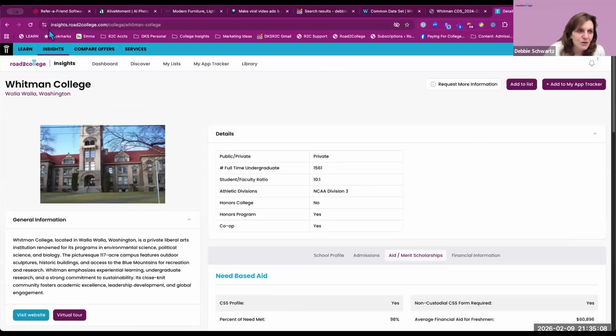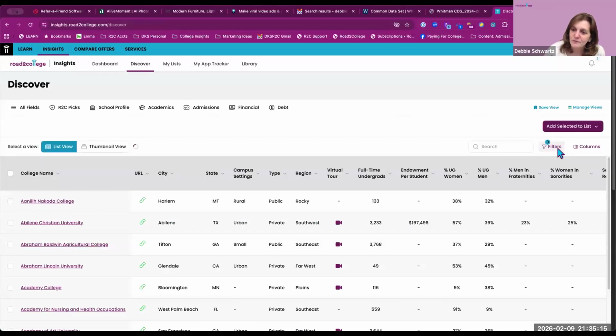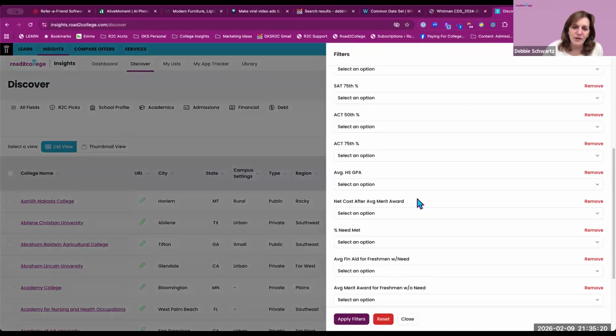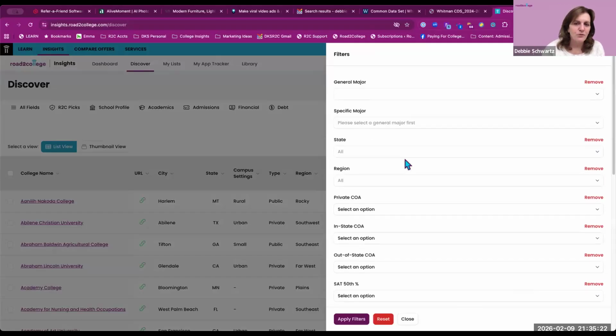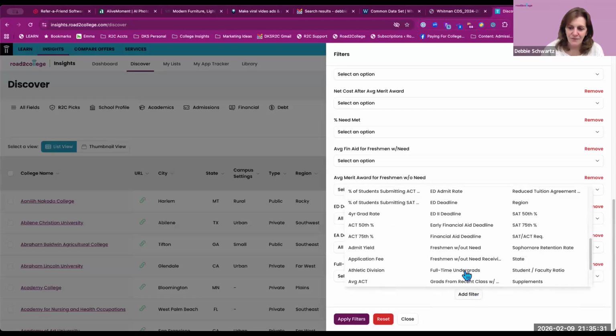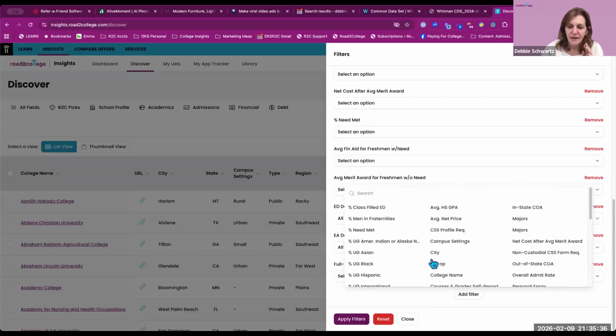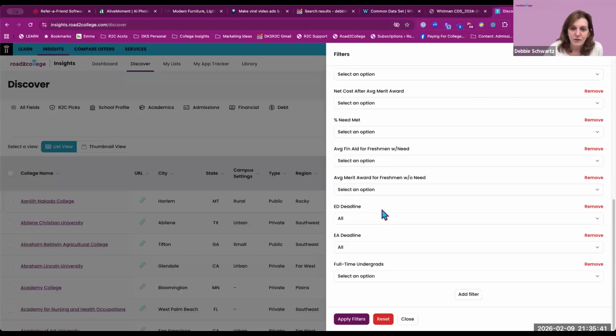Okay, let me go back to the Discover tables and show you how you do the filters. So here is the filter. What you see here is what we assume are the most popular data points that people like to filter on, but you can pick any of the data points that we have in the table to filter by, in case you don't see anything here that we defaulted to.